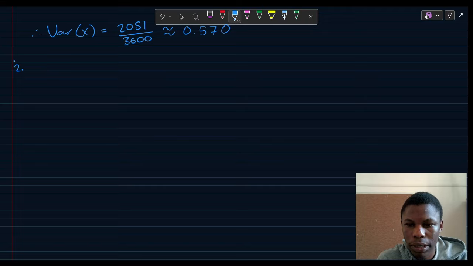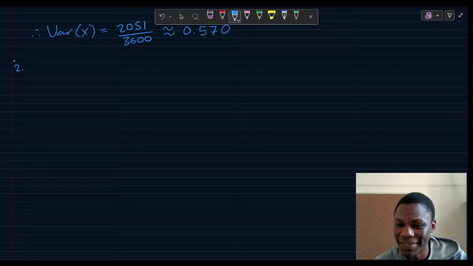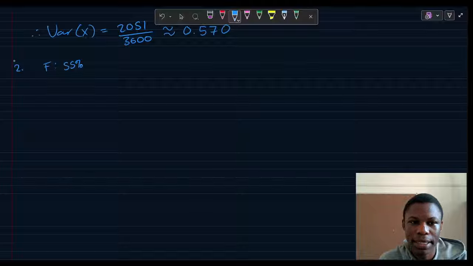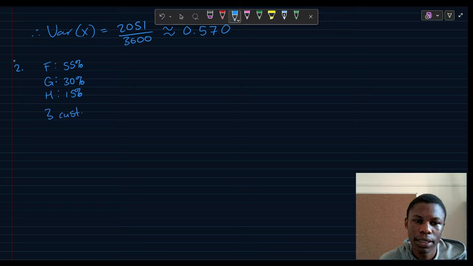Number two, last year an online store sold a large number of computers. 55% of the computers were made by company F, and 30% were made by G, and 15% were made by H. A random sample of 3 customers who each bought a computer from the store is chosen. So 3 customers chosen. All right.